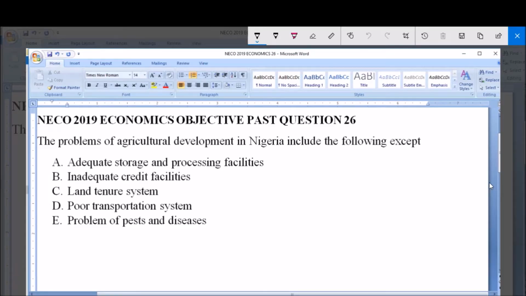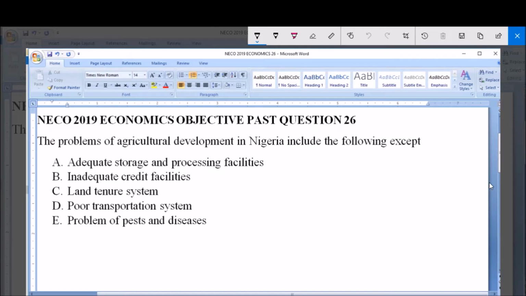Hello and welcome. I'm going to be answering NECO 2019 Economics Objective Past Question 26. The problems of agricultural development in Nigeria include the following except: A. Adequate storage and processing facilities, B. Inadequate credit facilities, C. Land tenure system, D. Poor transportation system, E. Problem of pests and diseases.